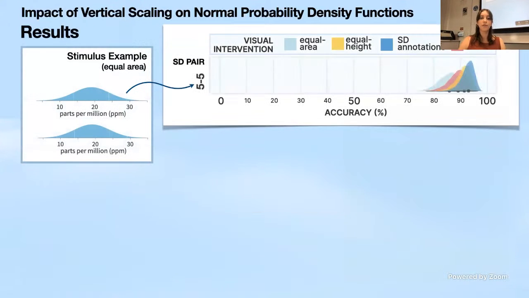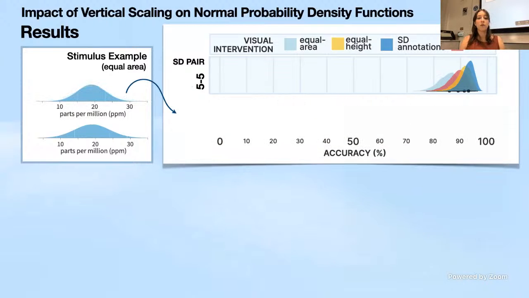So here are our results. When we look at SD pairs that are 5 and 5, so these are statistically and visually identical PDFs, we find that accuracy is very, very high all the way. It's hidden for people in my room, but all the way over on the right-hand side, around 90 to 100% for all of our visual interventions.